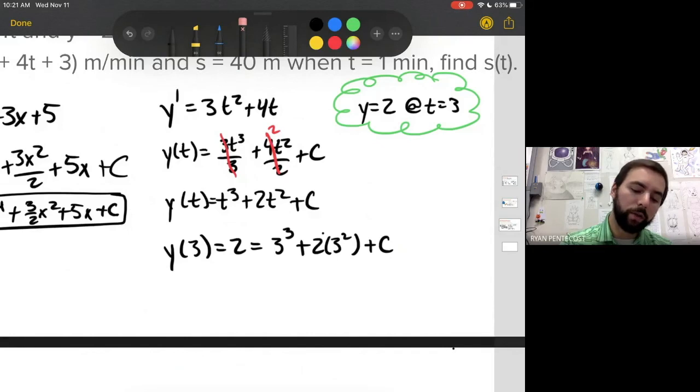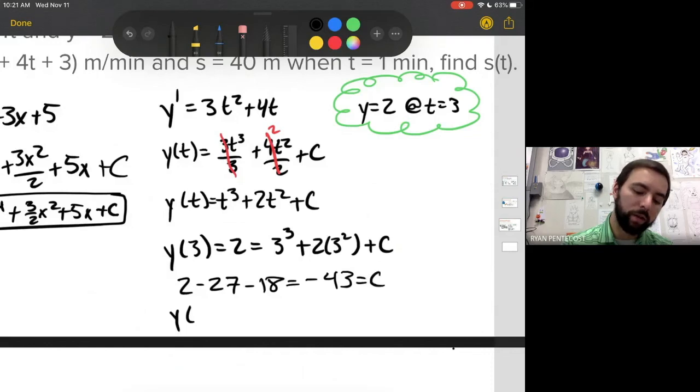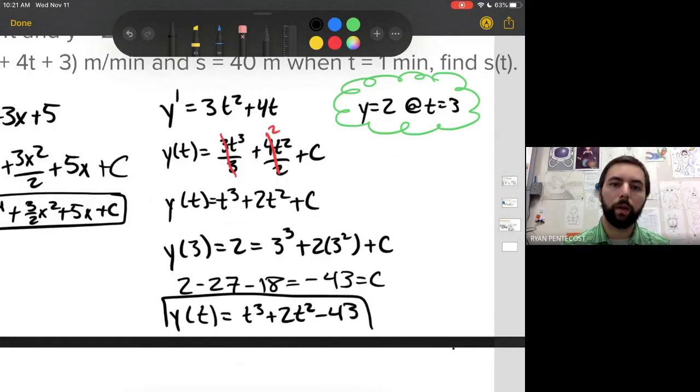Now we can actually solve for c. So that would be 2 minus 3 cubed, which is 27, minus 2 times 3 squared, which is 18. So that will come out to equal negative 43, and that is our constant c. So we can now put that back into our function. We have t cubed plus 2t squared minus 43. All right, now that's how we can do those first two.